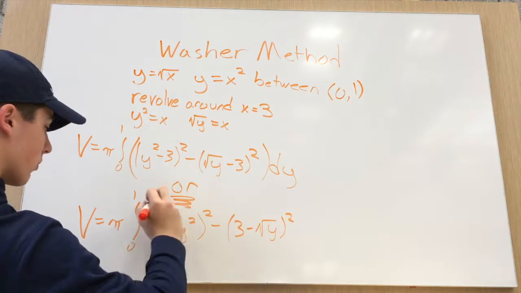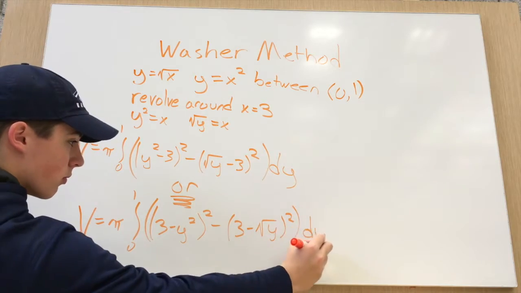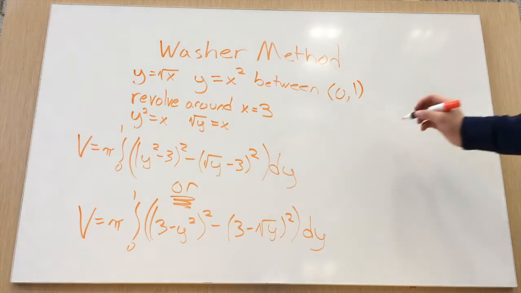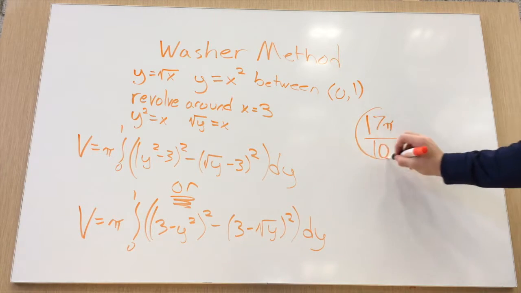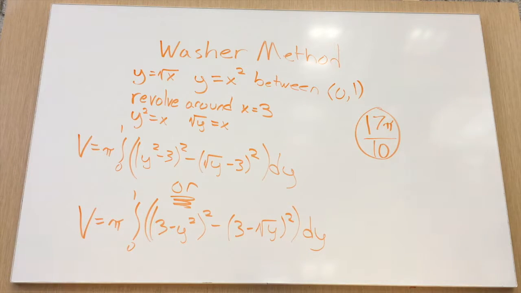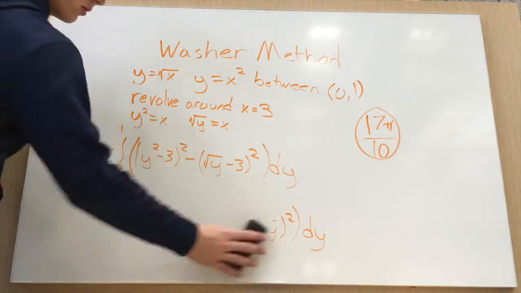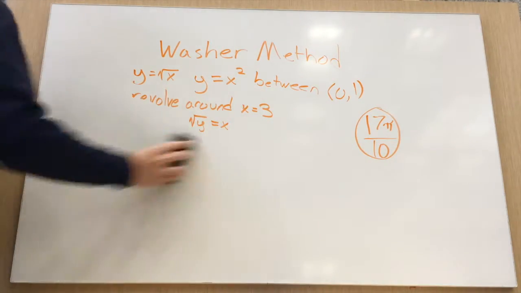So as I'm wrapping up here, you can see the very subtle differences in the equations, both after plugging into your calculator and multiplying through by the pi to get an exact answer, you'll get 17 pi over 10. And that'll do it for the washer method. So up next, we will walk you through a word problem.